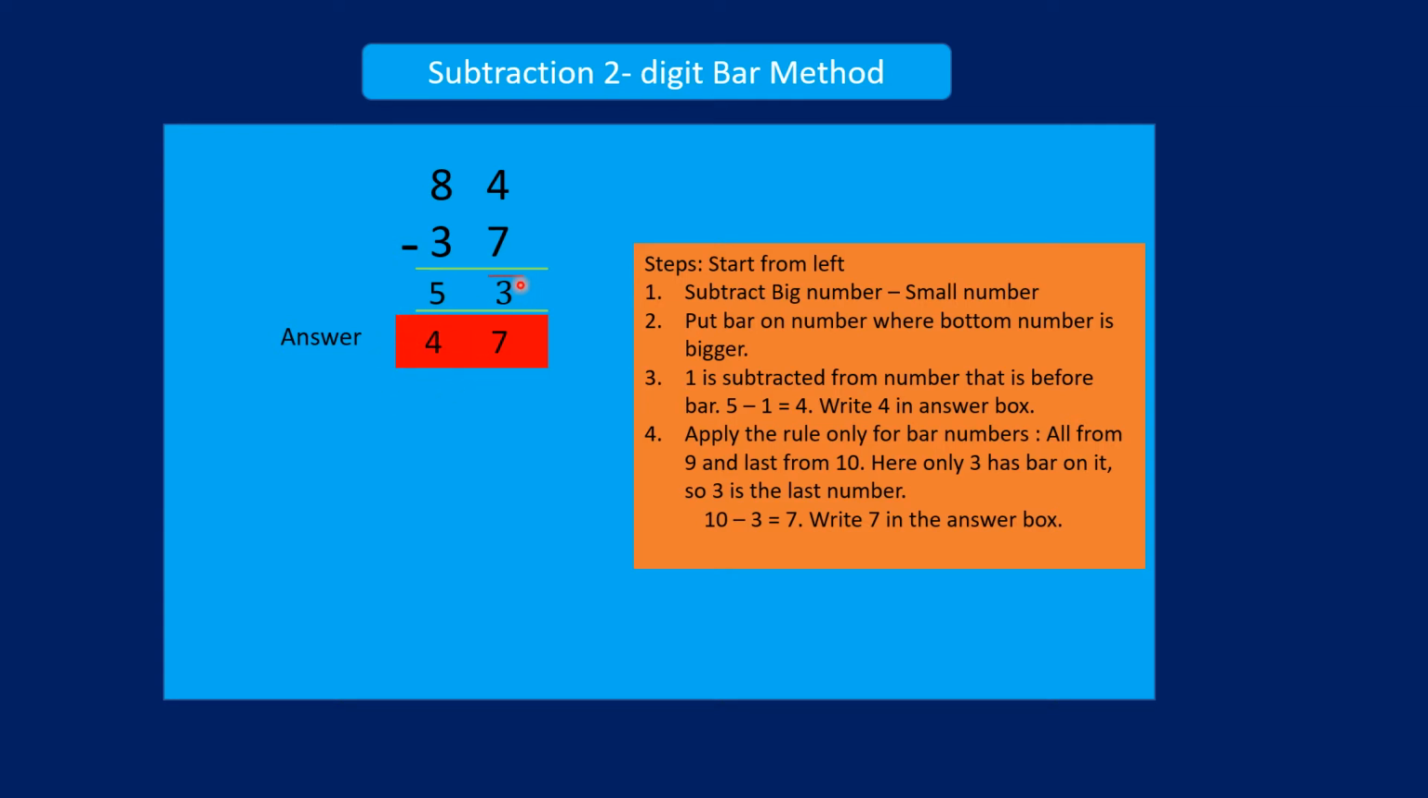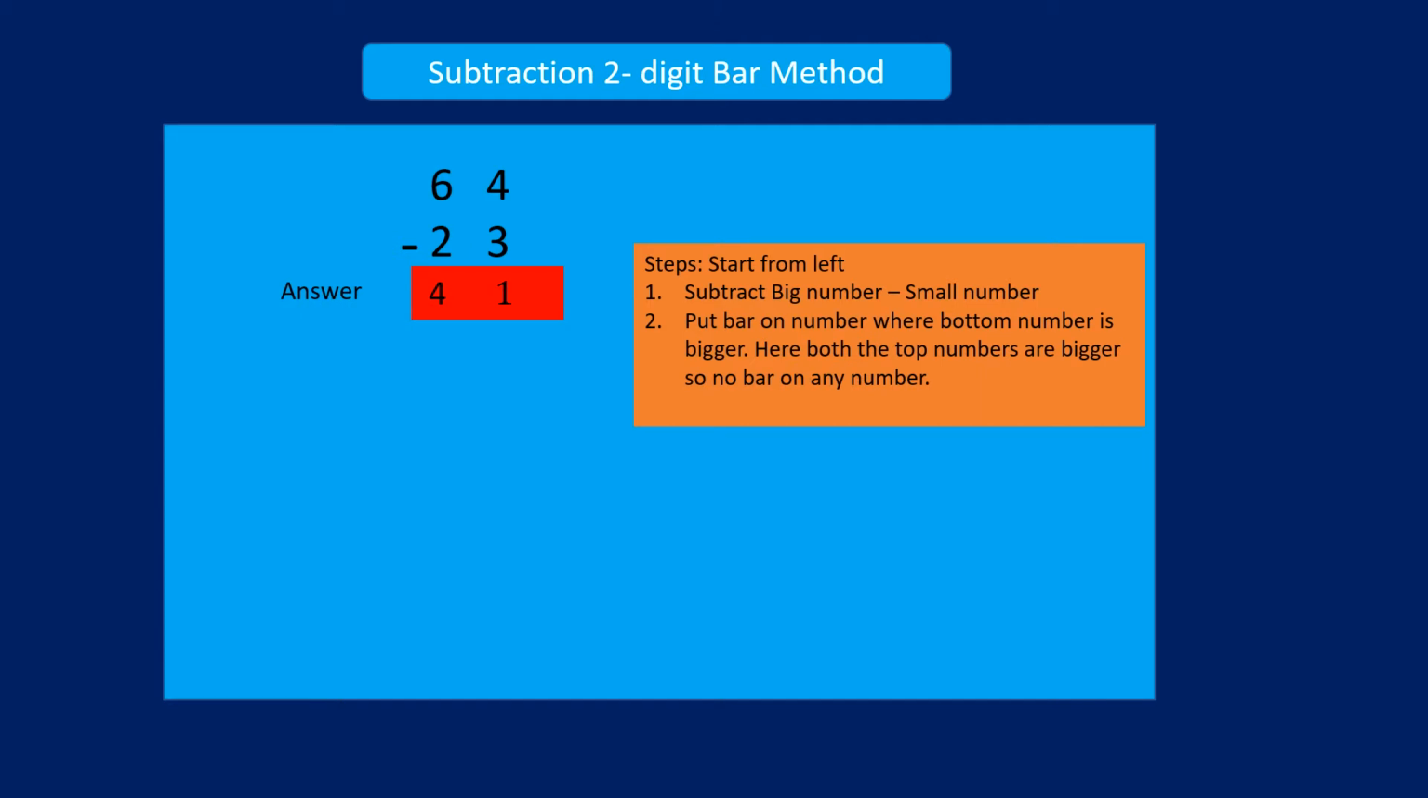And for bar numbers, we apply the rule: all from 9 and last from 10. So here only one number, 3, is with the bar. So we consider it as the last number. So 10 minus 3 is 7. So 47 is your answer.